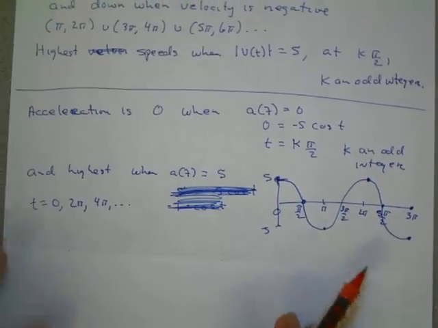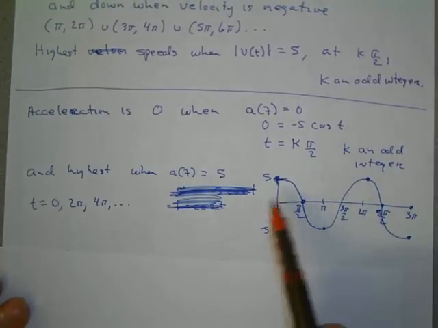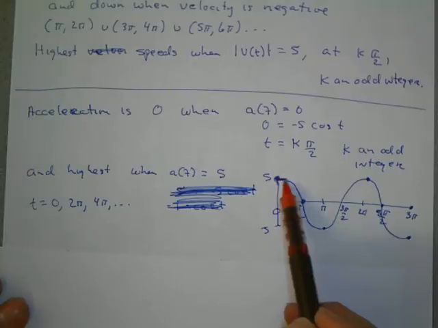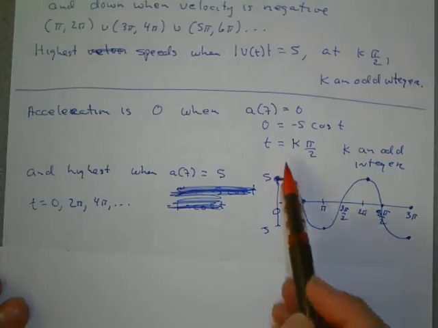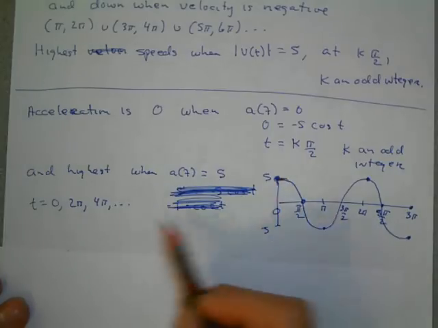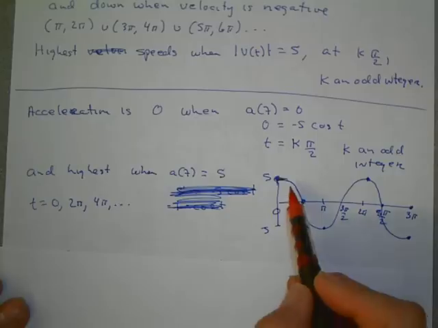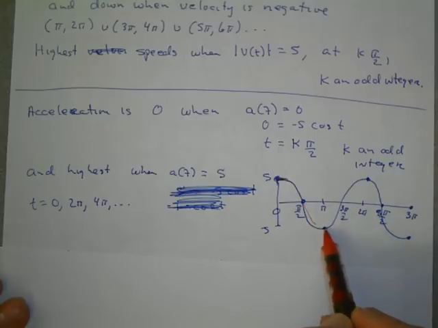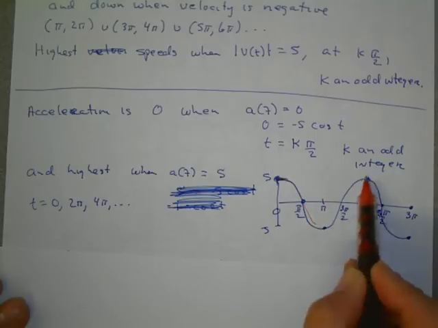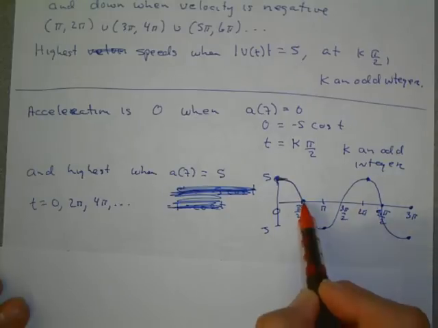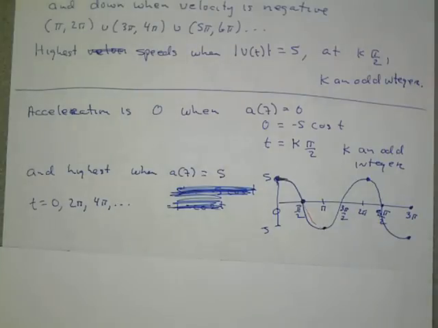Acceleration, you kind of look at your acceleration graph, and you can see it's 0 when acceleration is 0, and it's starting up here because it's cosine, and it's highest when the acceleration is 5, and it's going to be lowest when the acceleration is negative 5, and you can see that going up and down with an acceleration of 0 also. So hopefully that will help explain some things and ask more stuff as needed in class.